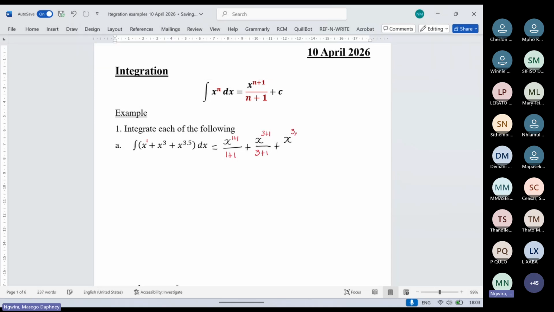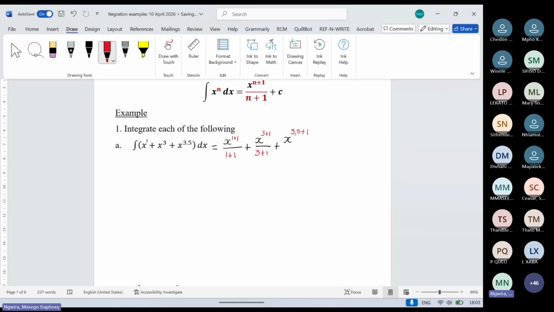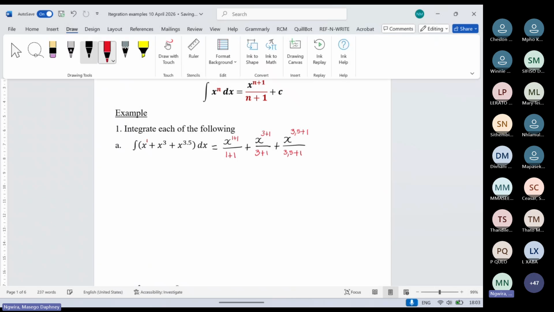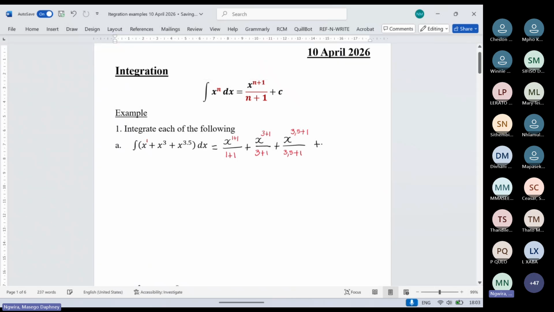And then when we derive, we minus 1. So this is x to the power of 3.5 plus 1 over 3.5 plus 1. And then we say plus c.